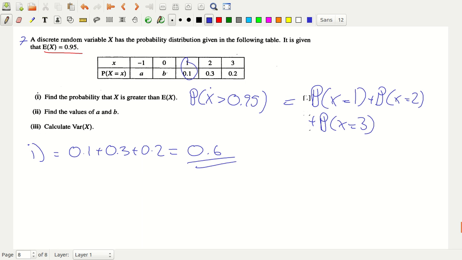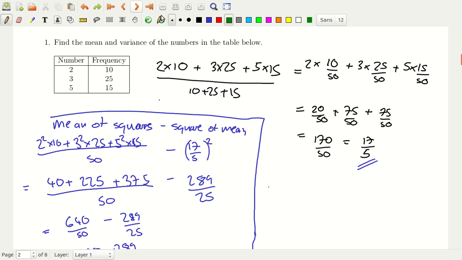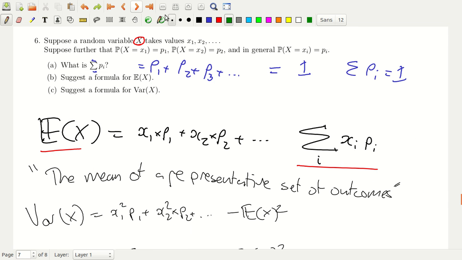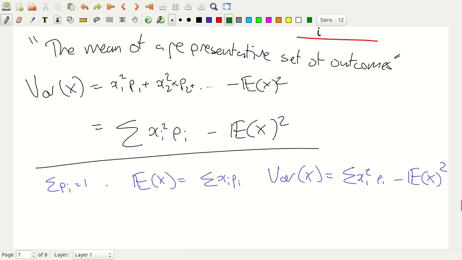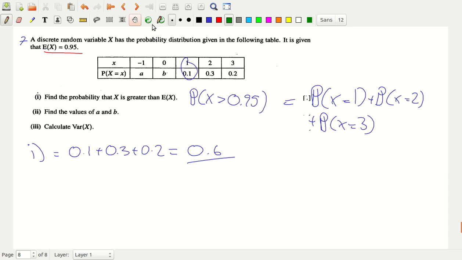Now, much more meaty. Find the values of a and b. So we've got two unknowns. It's a very classic kind of AS level maths thing: two unknowns, two bits of information we need to use. Let's go back and look at our formulae. Which formulae might we be able to use here? We're going to be able to use this one and this one. We know the probabilities sum to 1, and we're also given information about the expected value.